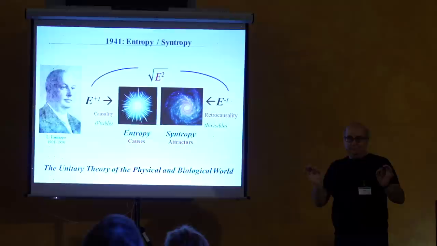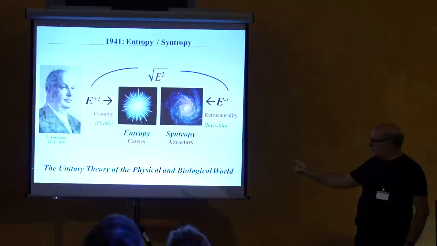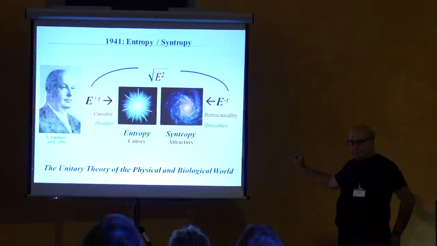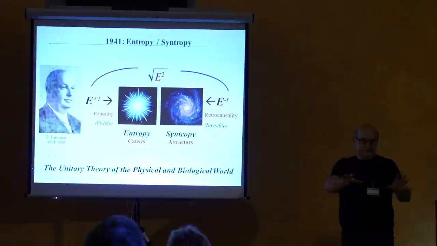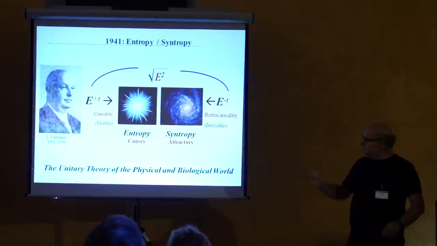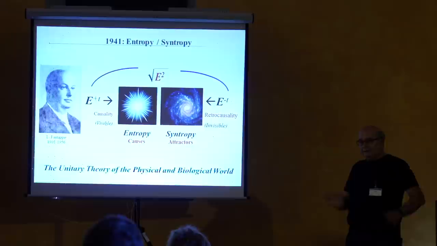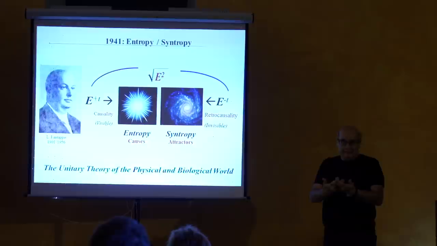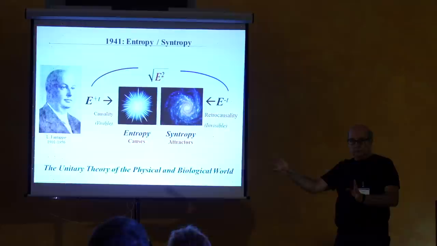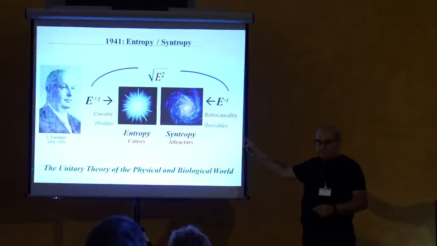So what Fantapier did, he wrote a small booklet titled The Unitary Theory of the Physical and Biological World, where he shows that the physical world, which is also the visible world, is governed by the positive time energy solution. Whereas there is another world, but they are combined together, they're not divided, which is invisible because it's caused by the future, and we cannot see the future. And this is fundamental for life, the second type of energy.